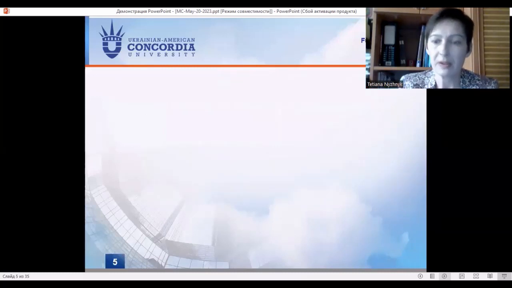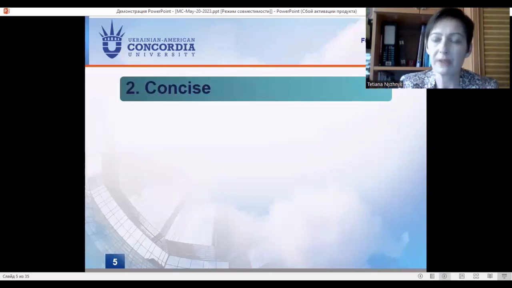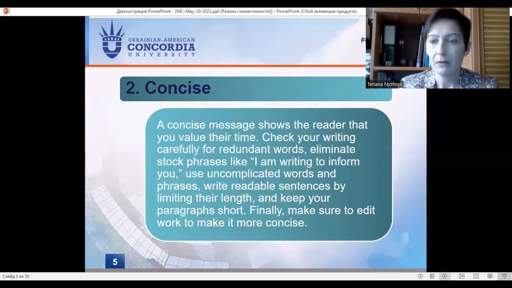The second fundamental principle of business writing will be conciseness. Concise means brief, short, or laconic. Now, let's assume that the person who is the reader of your document doesn't have the whole day to try to understand what you want him or her to do.